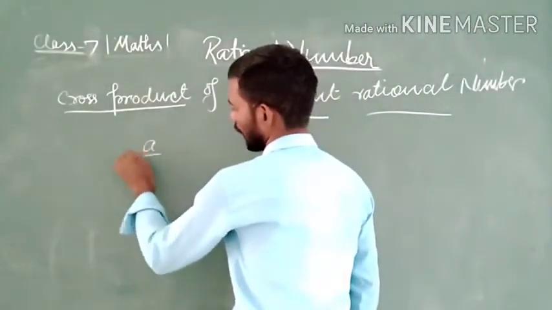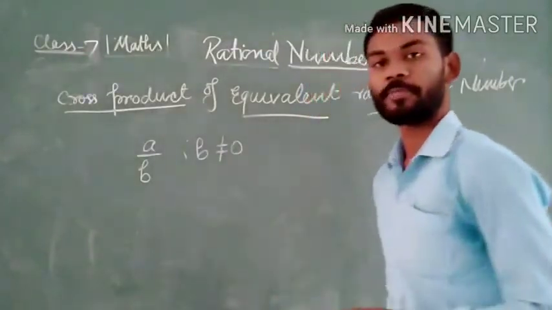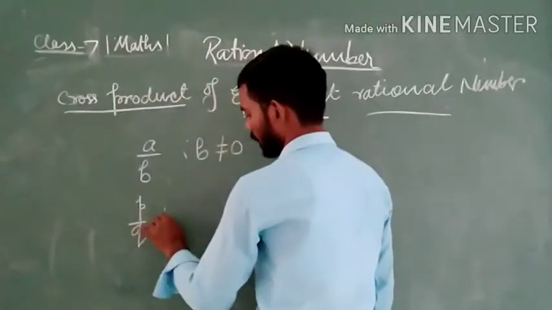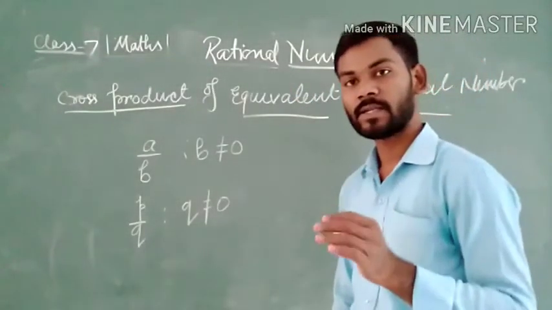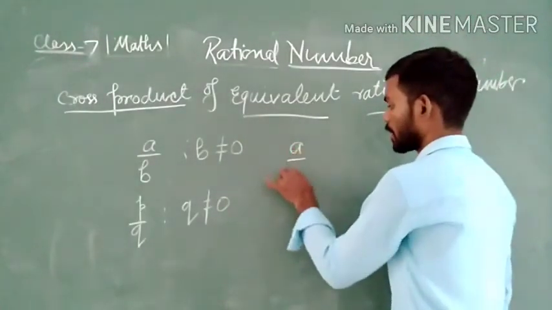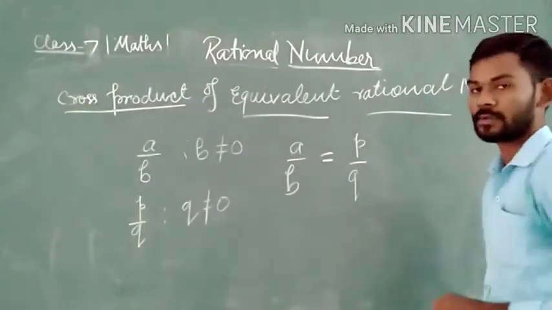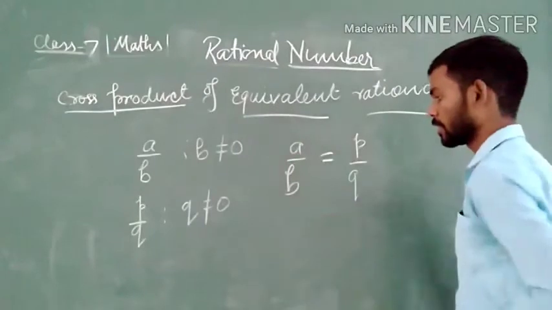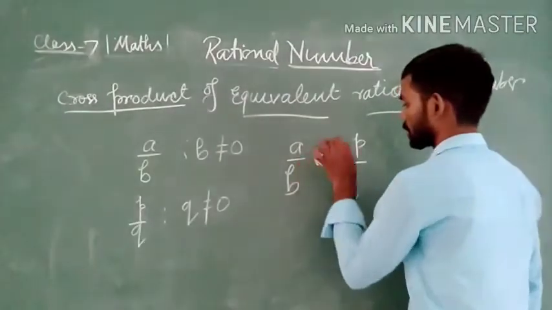Here, if A by B, where B does not equal 0, be any rational number, and P upon Q, where Q does not equal 0, be the equivalent rational number of A upon B, then here A by B is equal to P upon Q, and if P upon Q is equivalent to A upon B, then here we apply the cross product like this.